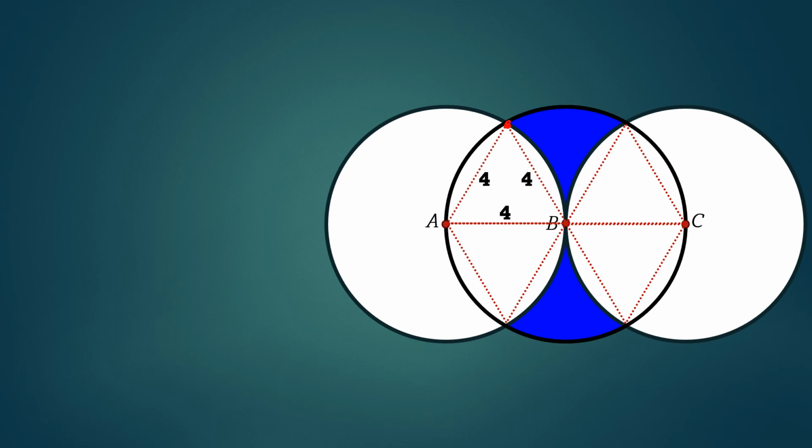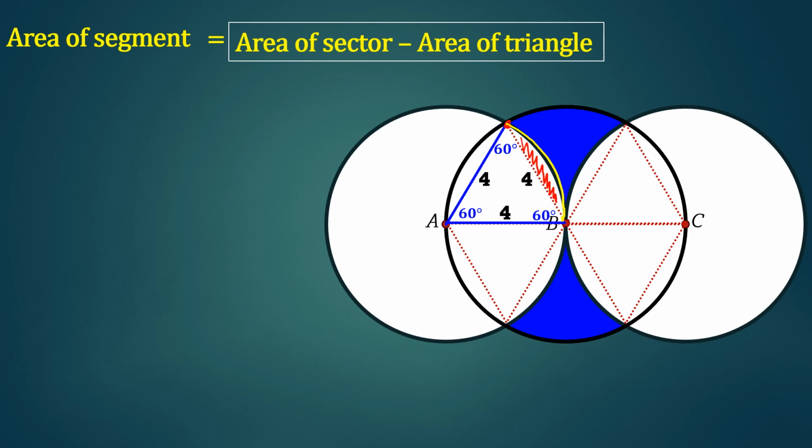In these equilateral triangles, all angles are equal. They are 60 degrees. We can call these areas here segments, and we can also calculate the area of the segments. Before we do that, let's recognize that this region here is a sector. It is a sector with radius of 4. So to calculate the area of a segment, it is the area of a sector minus the area of a triangle. Let's calculate the area of a sector.